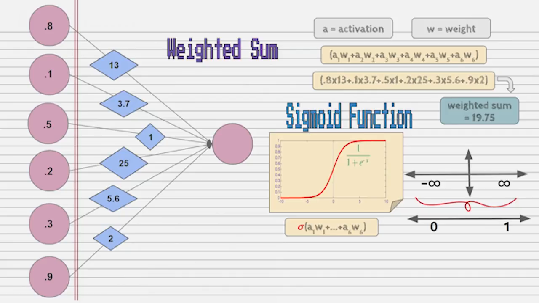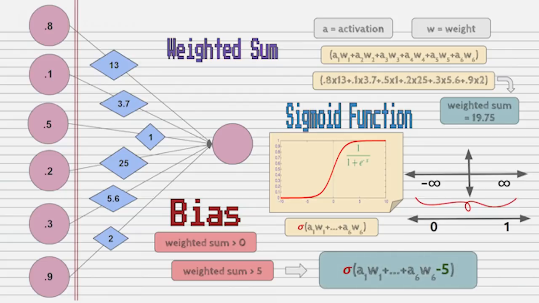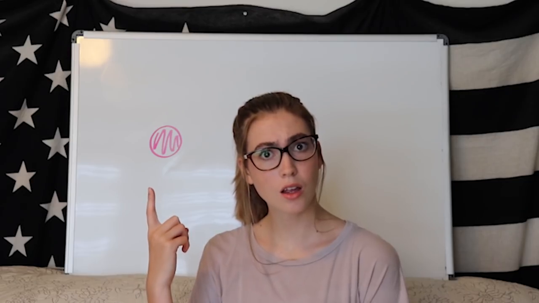It's not always that we want the node to activate when the weighted sum is greater than 0, maybe greater than 5. That is, we want some bias to delay the triggering of the activation function. So, we can add in a number, such as -5, to the weighted sum before it goes through the sigmoid function. That additional number is called the bias. And that's just for one node.